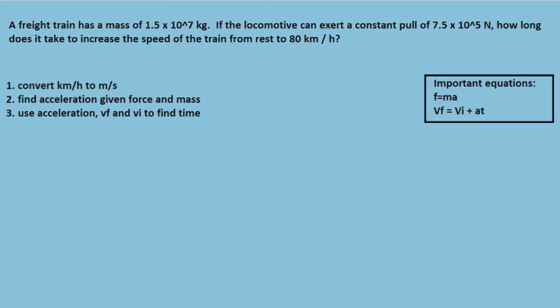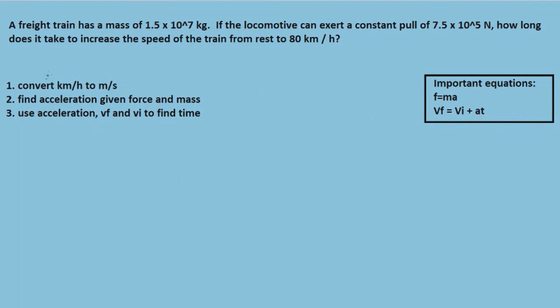Now, if you want to work this out on your own, I laid out the steps to solving this problem. You're going to want to convert kilometers per hour to meters per second, then find the acceleration given the force and mass, and then use that acceleration and the other given variables to find the time. Some important equations that you're going to be using are F equals ma, and the final velocity is equal to the initial velocity plus the acceleration times time.